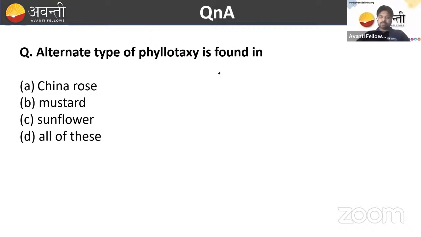Okay, I'm ending this poll, and this is your result. Here, 100% of people gave the correct answer on this question. So let's see. The question is about alternate type of phyllotaxy. So first, what is meant by phyllotaxy? Phyllotaxy is nothing but the arrangement of leaves.